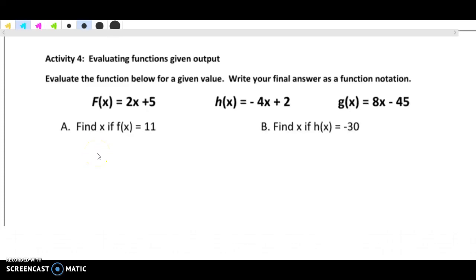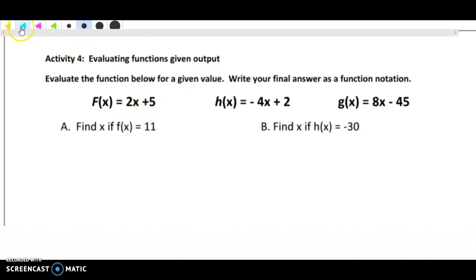Welcome back. In Activity 4, we're going to be evaluating functions given an output. In the last video, we evaluated functions given an input. There's a little bit more work involved in finding the input value when you have the output using this equation.